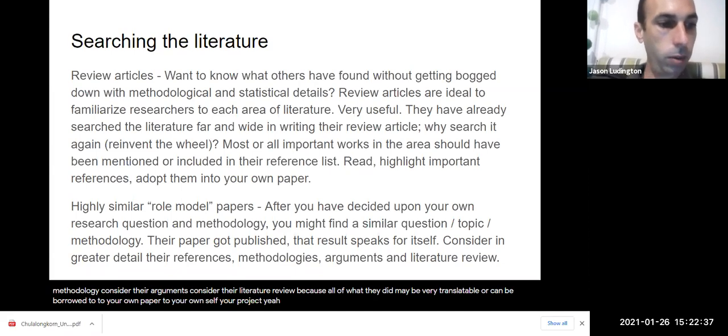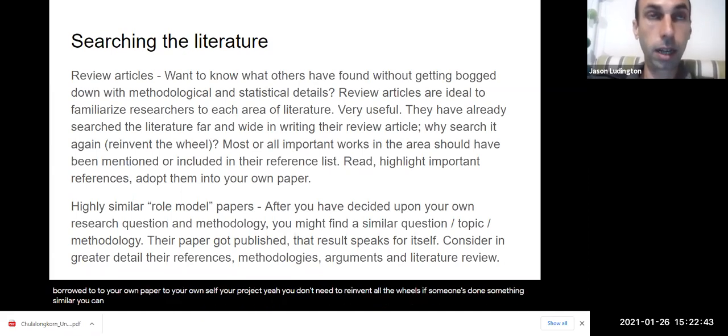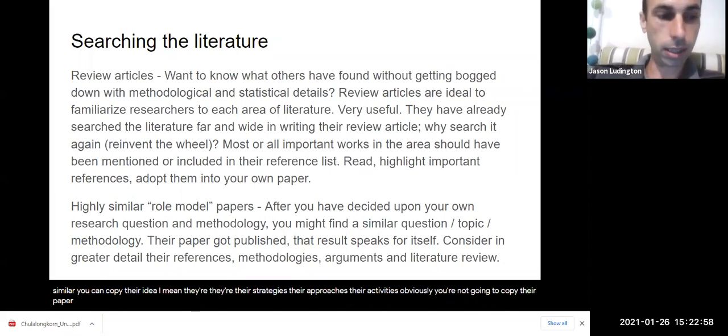You don't need to reinvent all the wheels. If someone's done something similar, you can copy their idea. I mean, their strategies, their approaches, their activities. Obviously, you're not going to copy their paper because that's a complete redundancy.